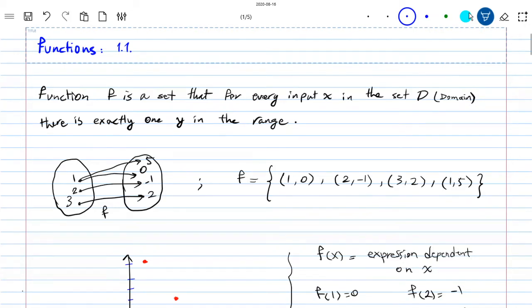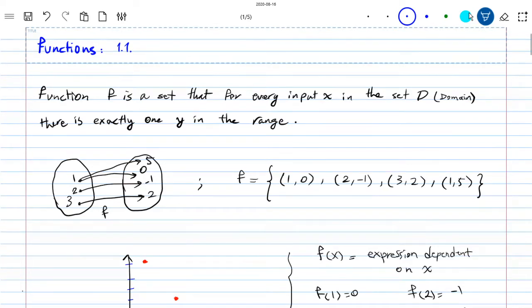Welcome to Math 242. This is Calc 1. This is the first lecture of the series for this semester. Our first topic is functions. I'm going to start with the definition.